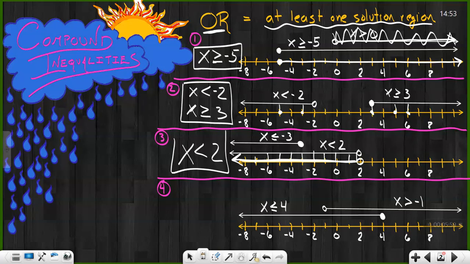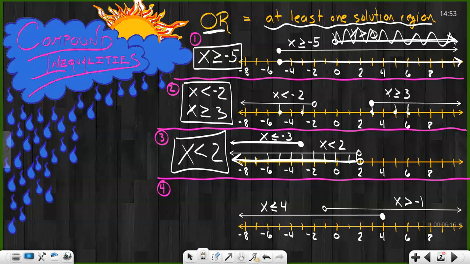X is less than 2 is all we need in this case because if it's less than or equal to -3, as we see here, then it's already less than 2. So I don't need to say it again. So this one can be boiled down to x is less than 2. Let's look at our last one.